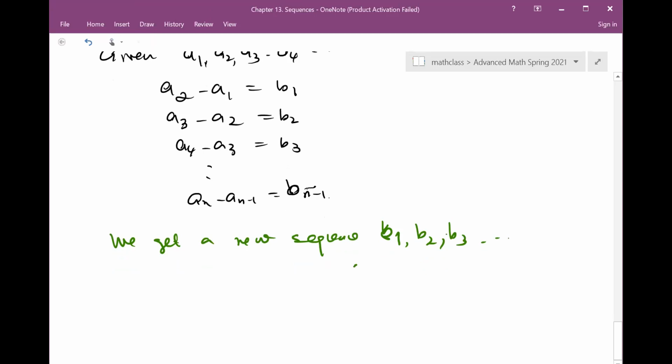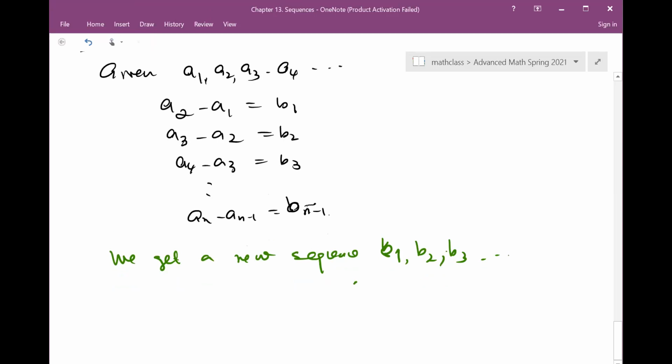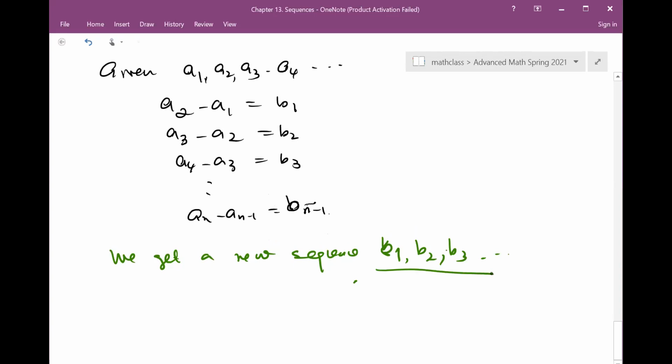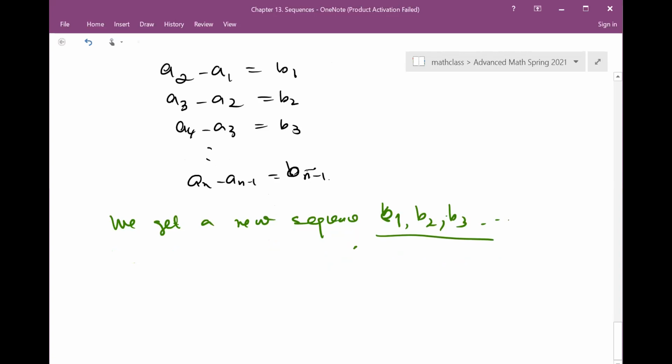And so we can figure out the next term. So this new sequence, yeah, we can figure out the pattern. So we can get a general formula. So let's take a look at the example here.